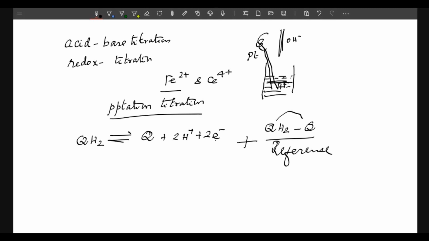Here the concentration of H plus ion is slowly decreasing by adding OH minus ion. Therefore, the H plus ion concentration is slowly changing. Accordingly, the quinhydrone electrode potential is also changing. Plot this change in the potential with respect to the volume added, and you can easily calculate the H plus ion concentration. If the H plus ion concentration is calculated, you can calculate the pH of the solution. Here I am going to give this one, take down the question.